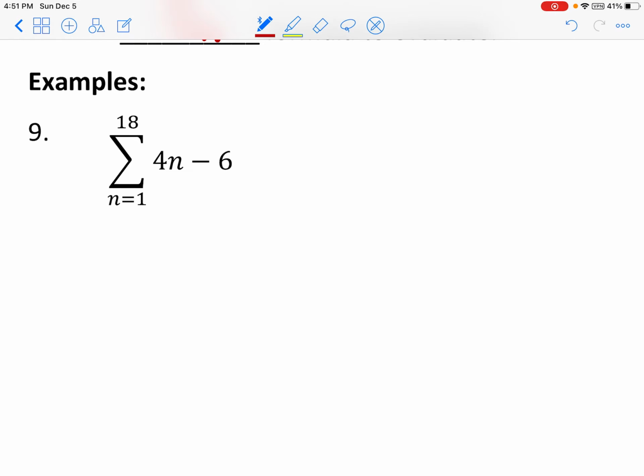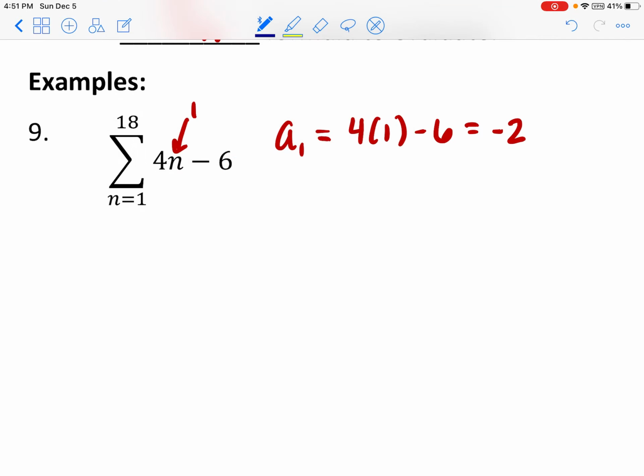So if I wanted to find the first term on the list, I'm going to plug a 1 into my explicit formula. So if I plug a 1 in there, it's going to be 4 times 1 minus 6. So the first term on this list would be 4 minus 6, which would be a negative 2.